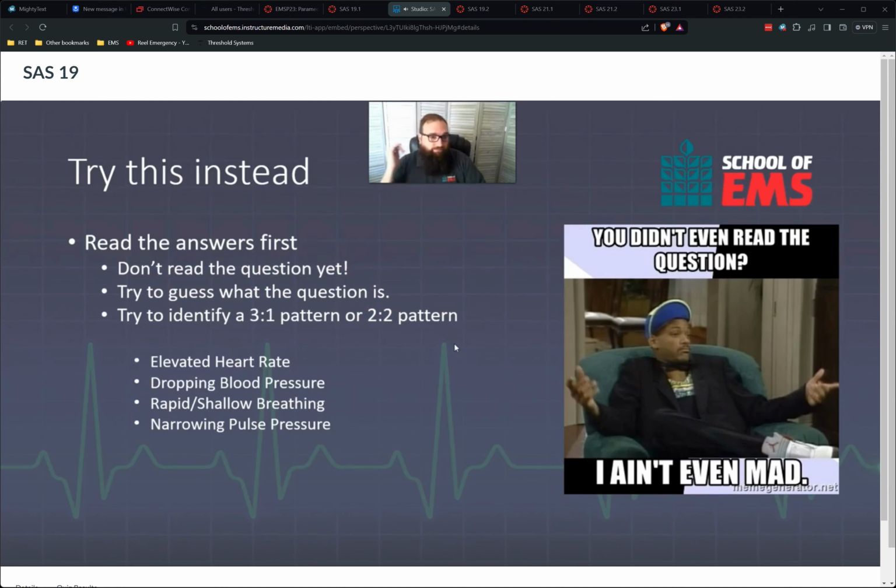So here's 4. An elevated heart rate, dropping blood pressure, rapid shallow breathing, narrowing pulse pressure. So you can identify 3 of these are cardiac signs. Yes, these are all signs. And 3 of them are cardiac. Remember, signs you see, symptoms they tell you. So 3 of them are cardiovascular, 1 of them is respiratory, but it is very closely related. And it could be either rapid or shallow, or rapid and shallow. Dropping blood pressure, narrowing pulse pressure, elevating heart rate. You do have blood pressure for 2 of them. We don't really see a 2 to 2 here.